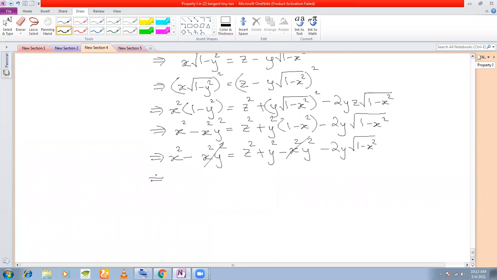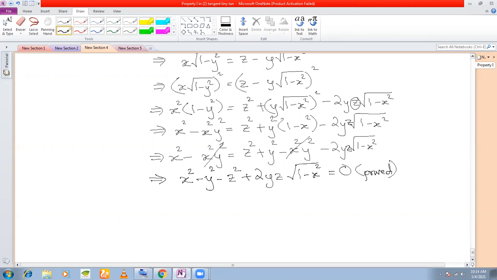So now if you take everything to the left hand side, this is what you're going to get: x square minus y square minus z square plus 2yz. This z is here, I've forgotten to write z here. So plus 2yz root 1 minus x square is equal to 0. And that is the required. Okay, any questions on this problem? No, sir.